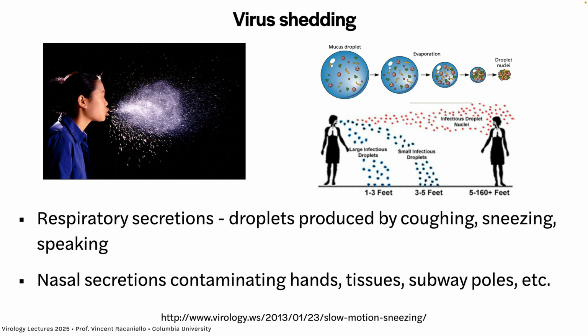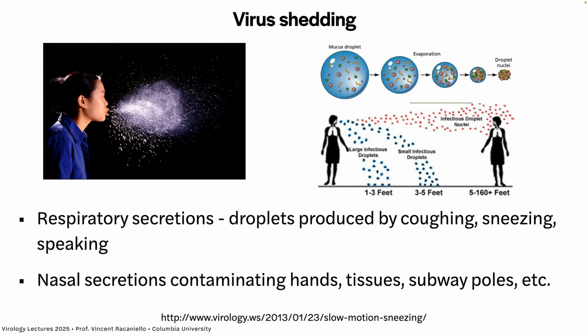You have nasal secretion, you touch your nose, you touch the subway pole, you shake someone's hand. Ian Lipkin, my colleague, said he stopped shaking hands. He just does a hand bump and he eliminated all his colds. So I try to hand bump, but sometimes I forget. And a hand bump's not going to help me here, right? If you guys are shedding virus, it's still going to infect me.